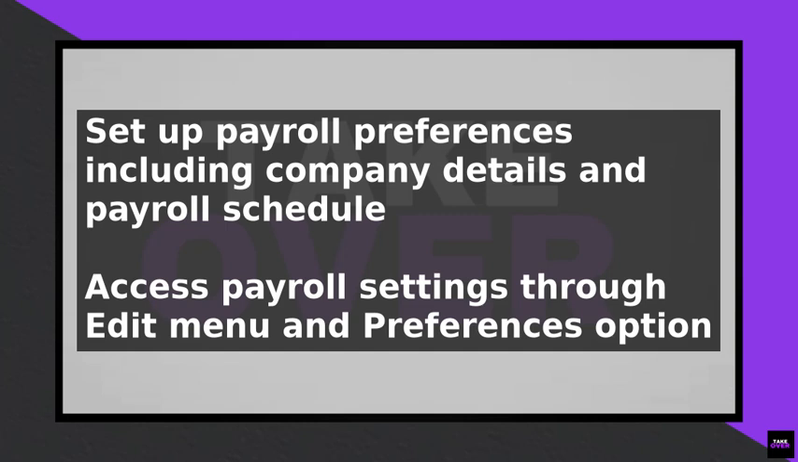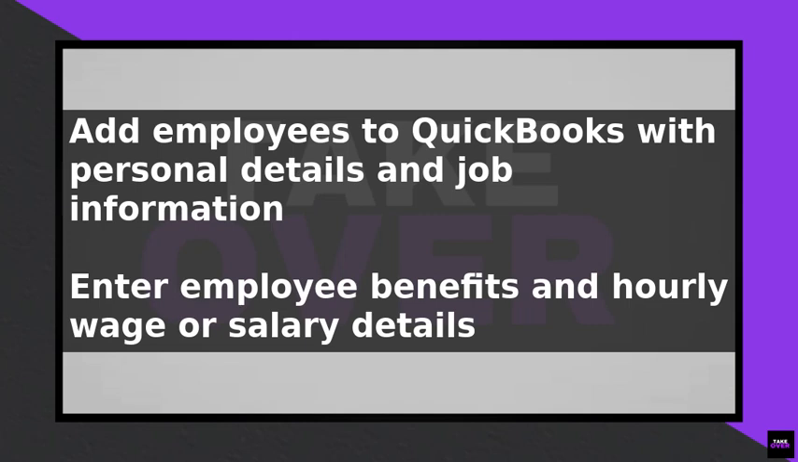Next, add your employees to QuickBooks by going to the Employee Center and clicking on New Employee. Enter the employee's personal details, including their name, address, and social security number. You will also need to enter their job title, hourly wage or salary, and any benefits they receive.